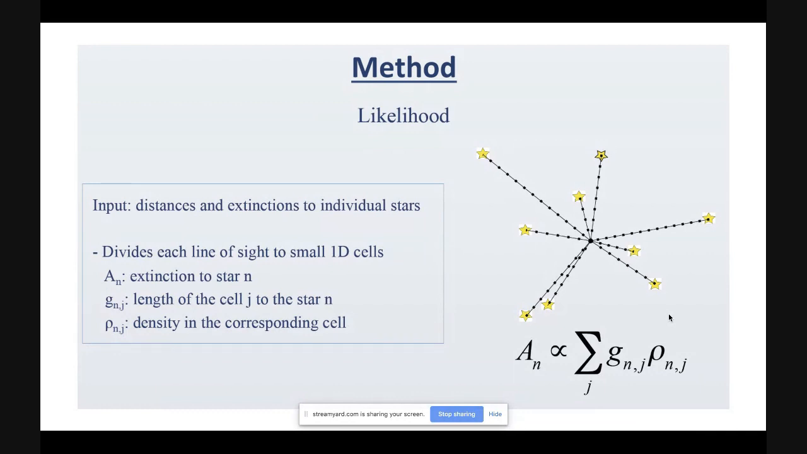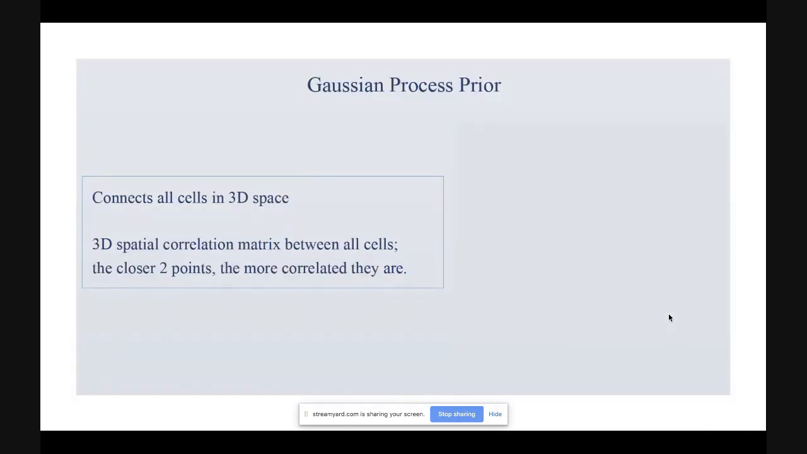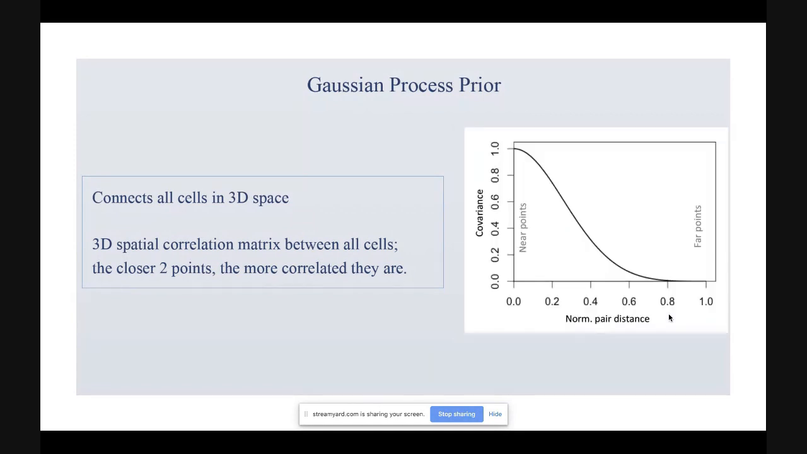So we have one of these equations per line of sight, and in order to solve this, we have to connect all these cells in the 3D space, and we do that with a Gaussian process. The Gaussian process connects all the cells in 3D space, and the whole Gaussian process is defined by its covariance function, and here is how the function looks. It tells us the closer two points in the 3D space are, the more correlated they are, and if they're further away, they are less and less correlated, and at some point they are not correlated anymore.